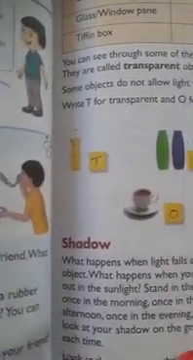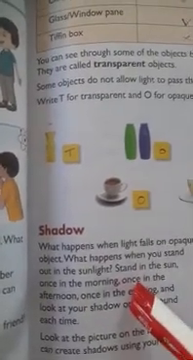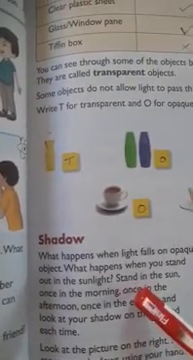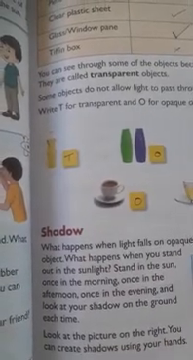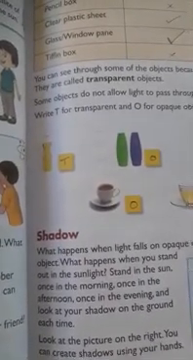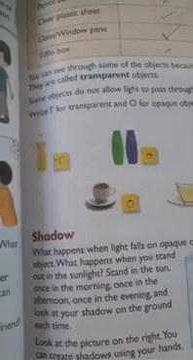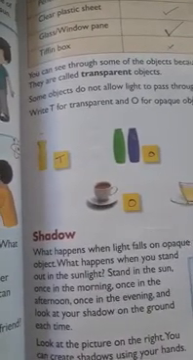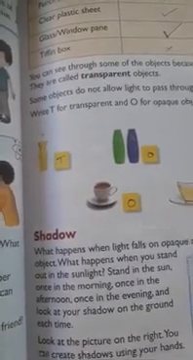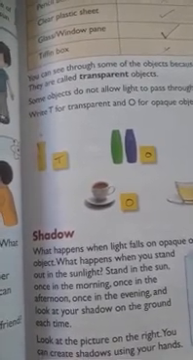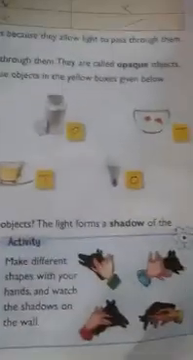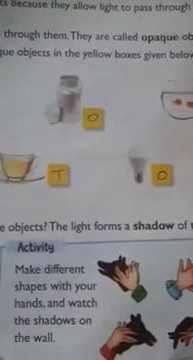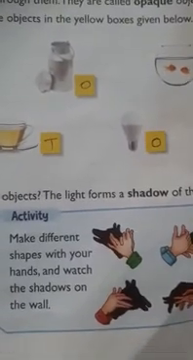What happens when you stand in sunlight? We'll get a shadow beside us or in front of us, towards our right, sometimes towards our left. It happens because of the change in time. In the morning we'll get a different shadow, in the afternoon we'll get a different shadow, and in the evening the shadow will be on a different side. So here you can see in the picture, you can create shadows using your hands.